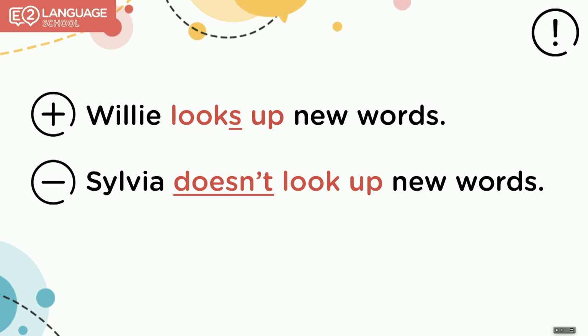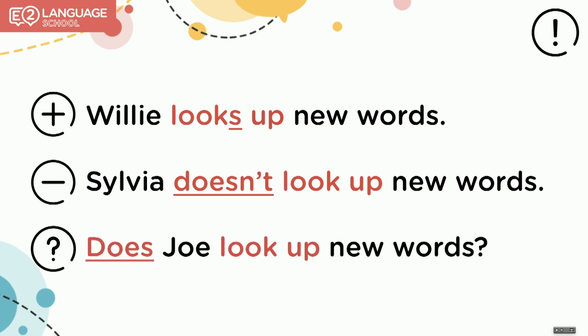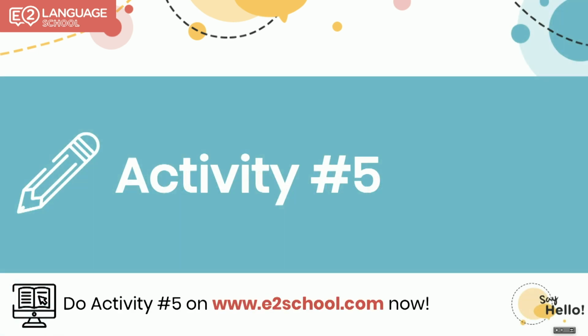Sylvia doesn't look up new words. So not do not, doesn't look up new words. And for questions, does Joe look up new words? So they follow the same conventions and rules for all the other verbs.